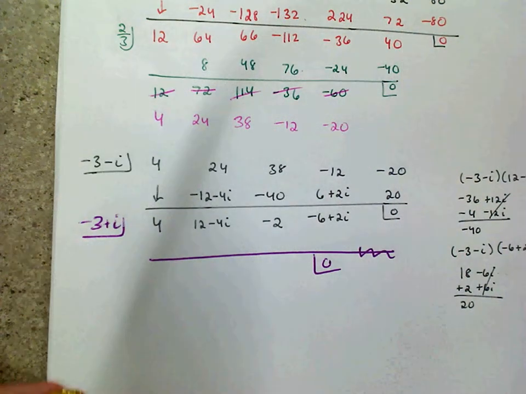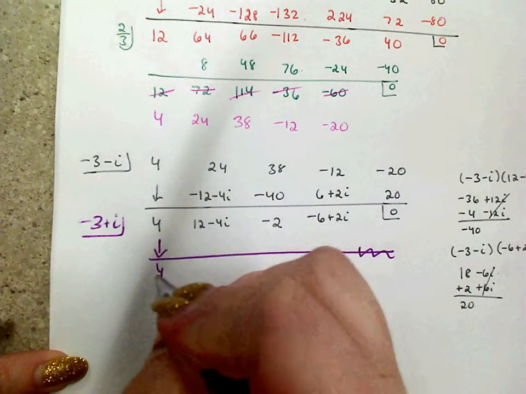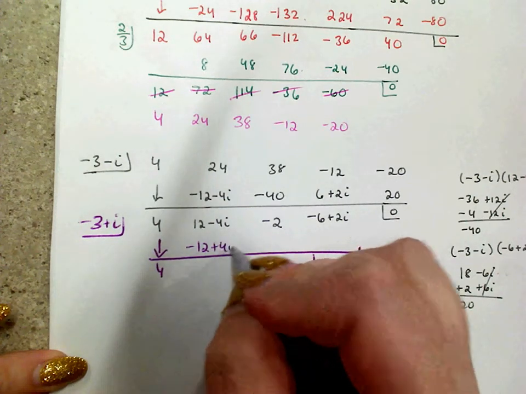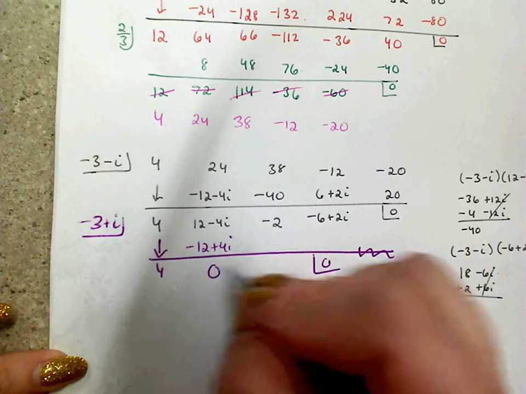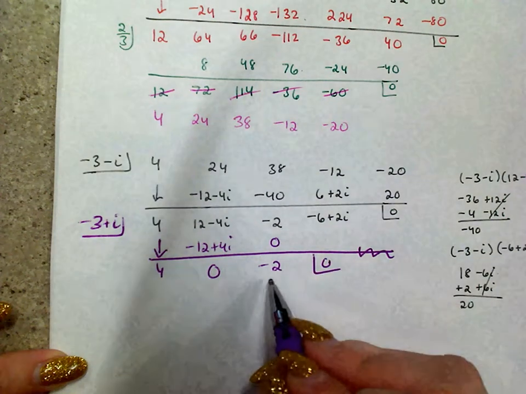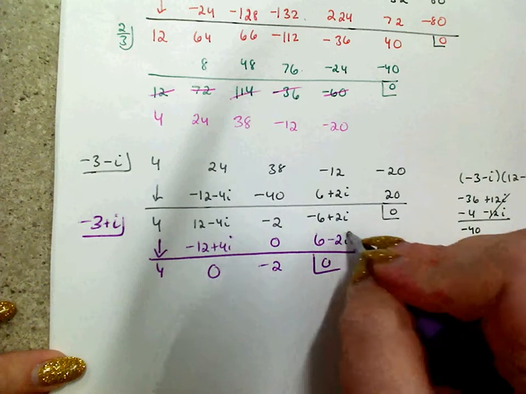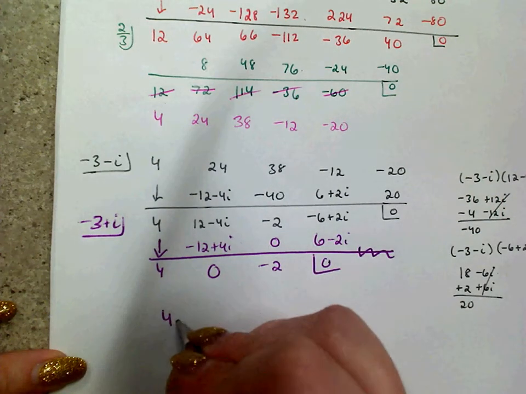So drop the 4. 4 times negative 3 is negative 12, and 4 times i is 4i. Those both cancel out. Anything times 0 is 0. Bring down the negative 2. Negative 2 times negative 3 is positive 6. Negative 2 times i is negative 2i. So I'm left with 4x squared minus 2 equals 0.